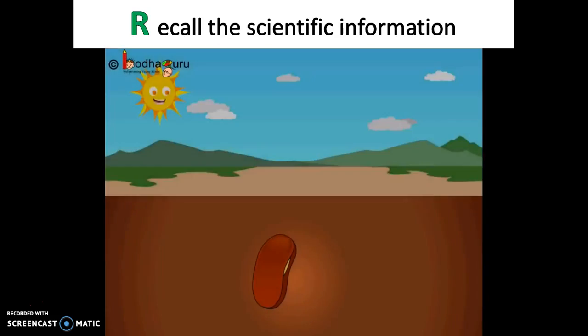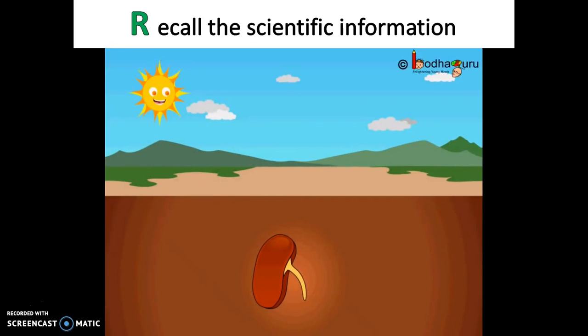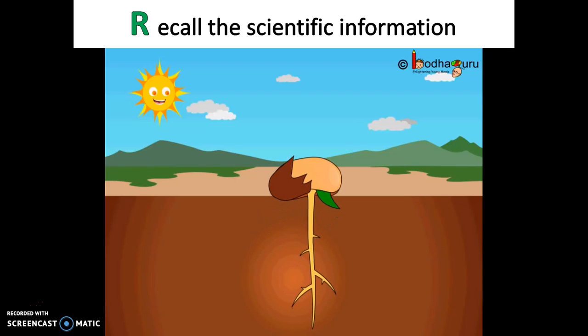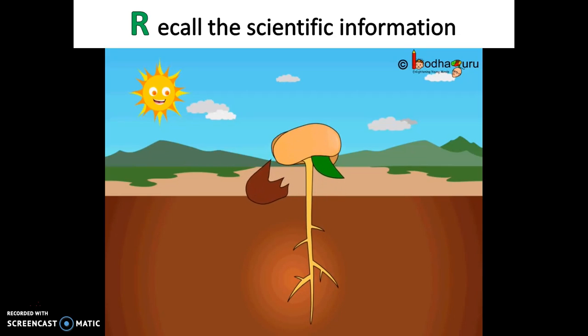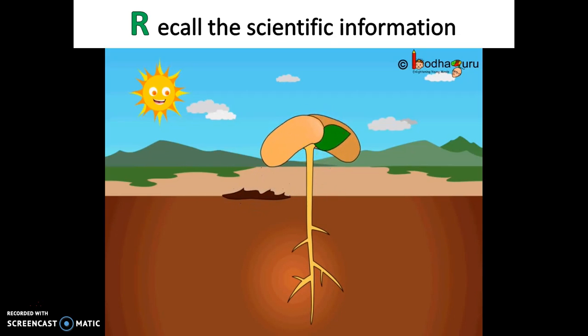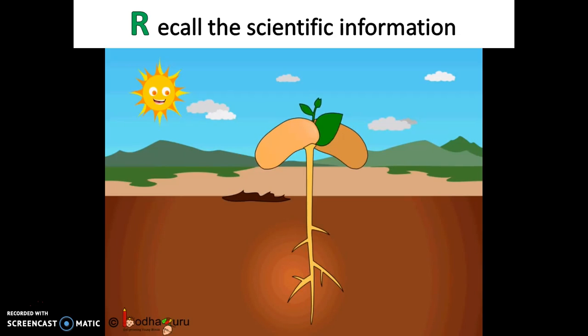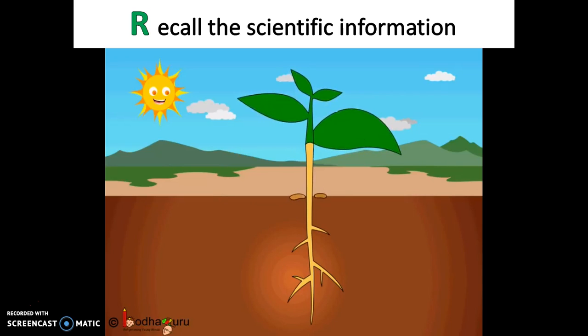Let's recall the scientific information first. If you can recall from P3, the root will start to grow first, followed by the seed leaf and leaves.